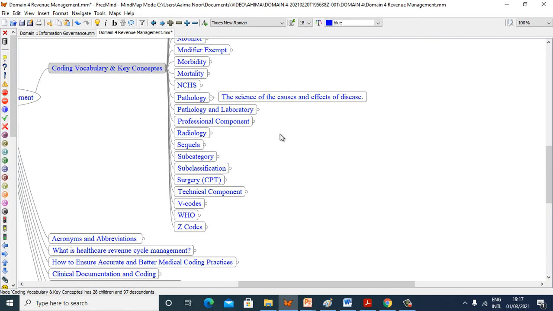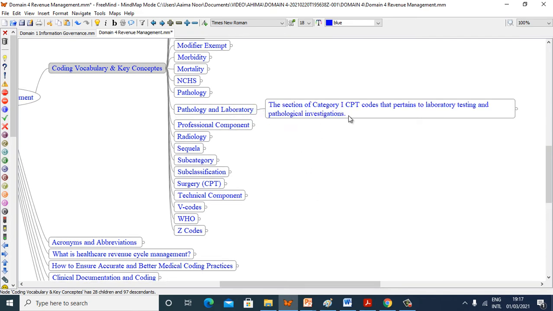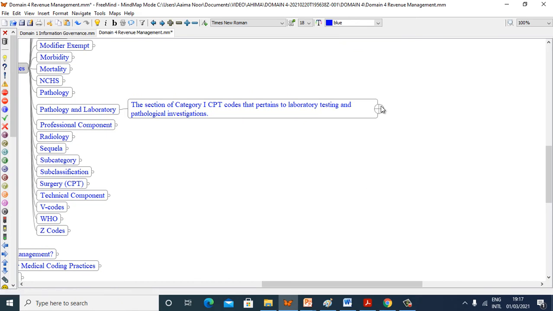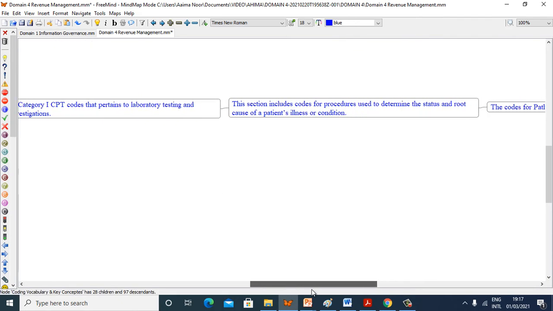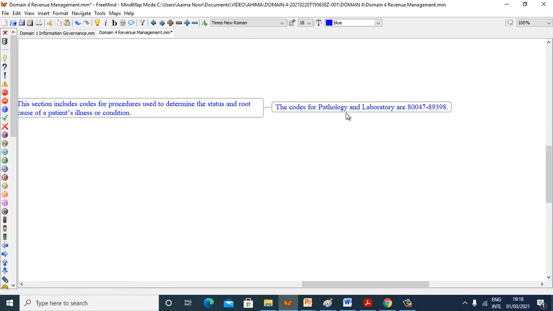Pathology. The science of cause and effect of disease. Pathology and laboratory. The section of category 1 CPT codes that pertain to laboratory testing and pathological investigation. This section includes codes for procedures used to determine the status and root cause of a patient's illness or condition. The codes for pathology and laboratory are 80047 to 89398.